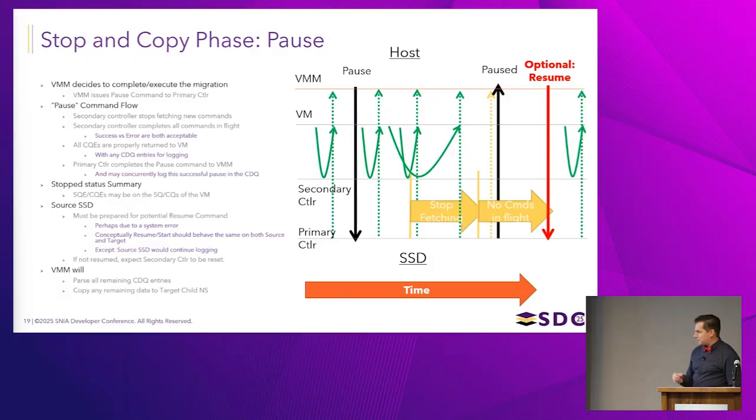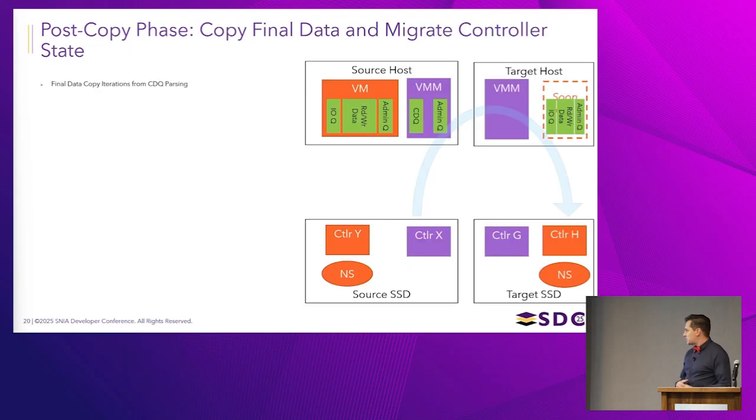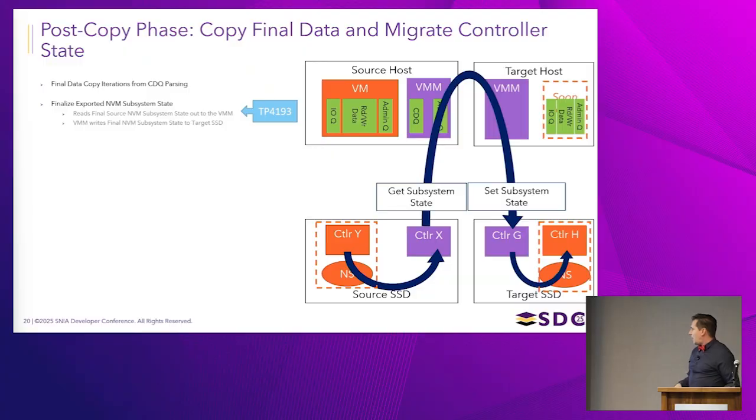The VMM, I'll show this a little bit more, but they parse all remaining CDQ entries, and their next job is to copy the final data over, right? So I show that here, same process, it's finishing the CDQ parsing, and at this point, it's able to get the NVM subsystem state through controller X, and it's able to set that state through controller G.